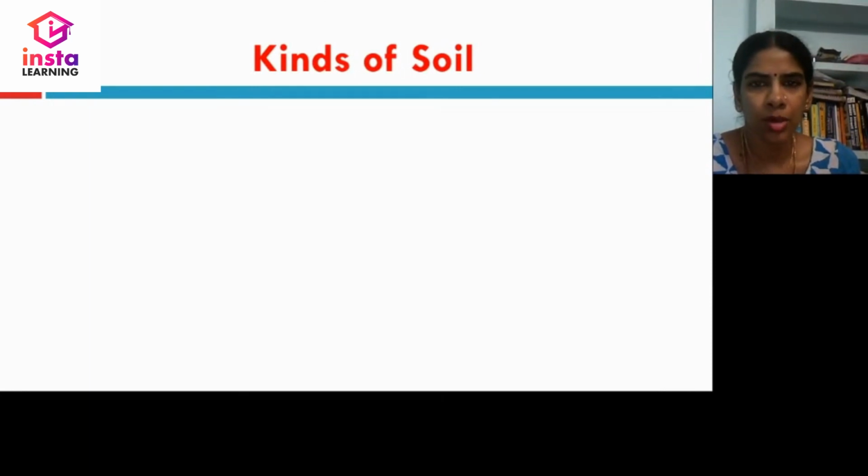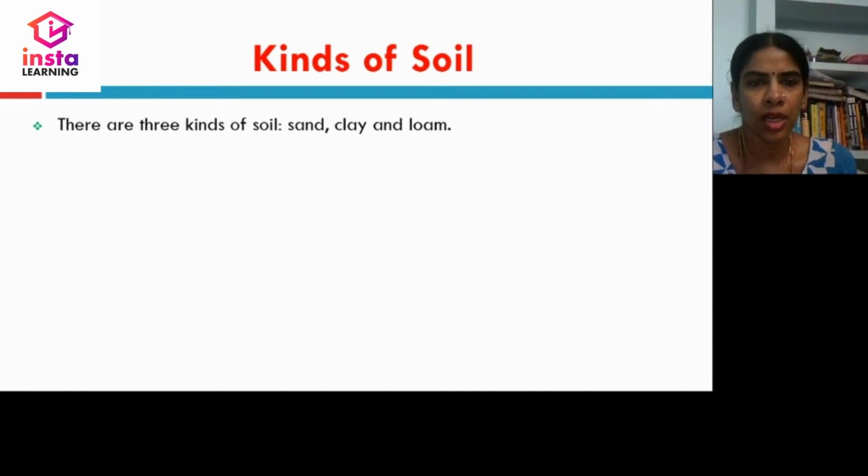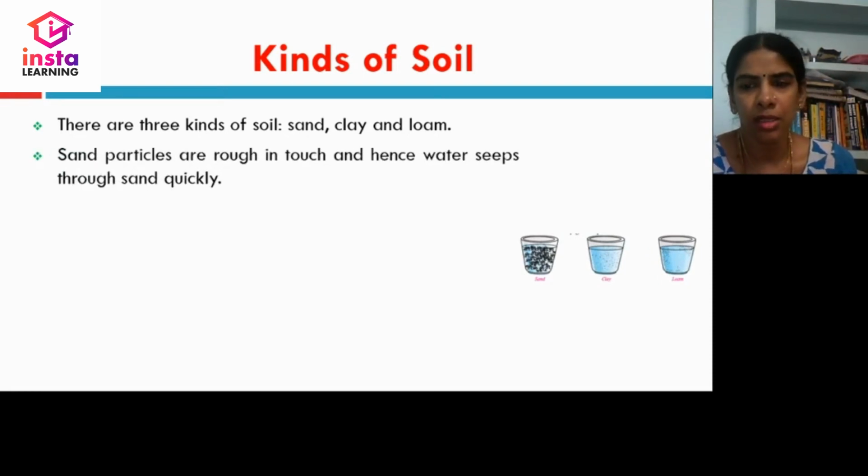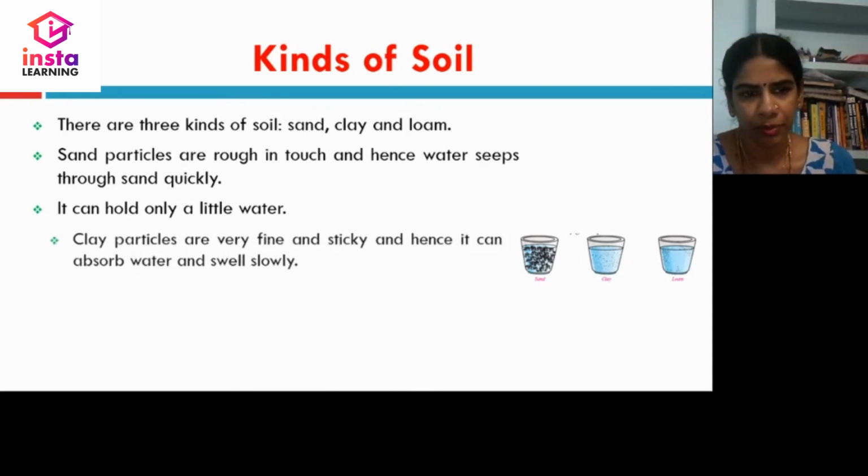Let us discuss different kinds of soil. There are three kinds of soil: sand, clay and loam. Sand particles are rough to touch. Hence, water seeps through sand quickly. That is, it allows more water to go inside. It can hold only a little water.